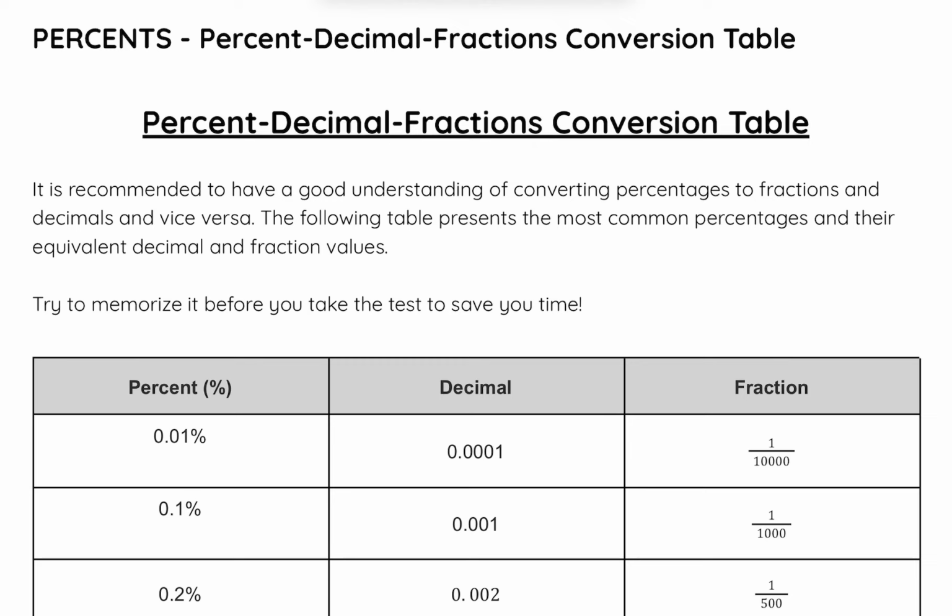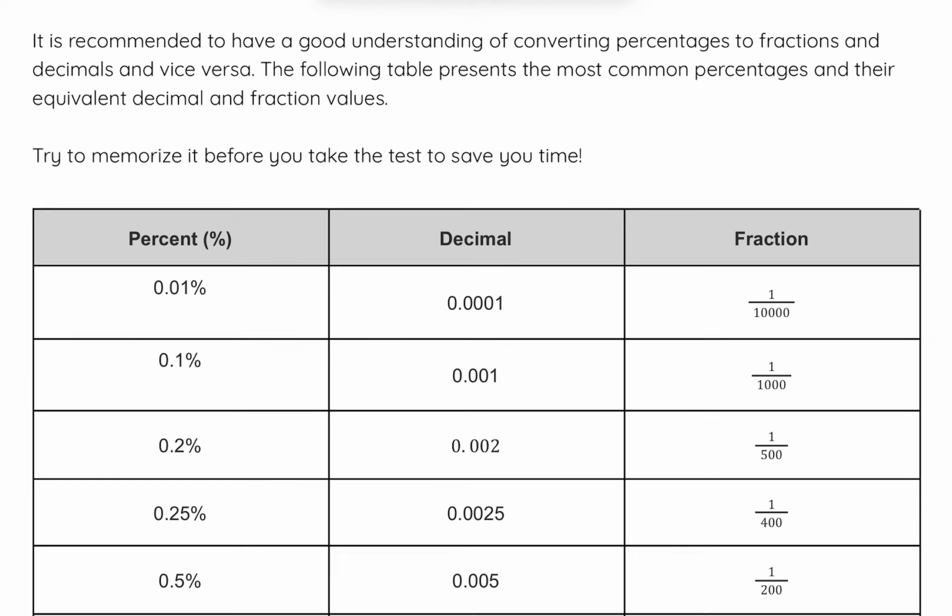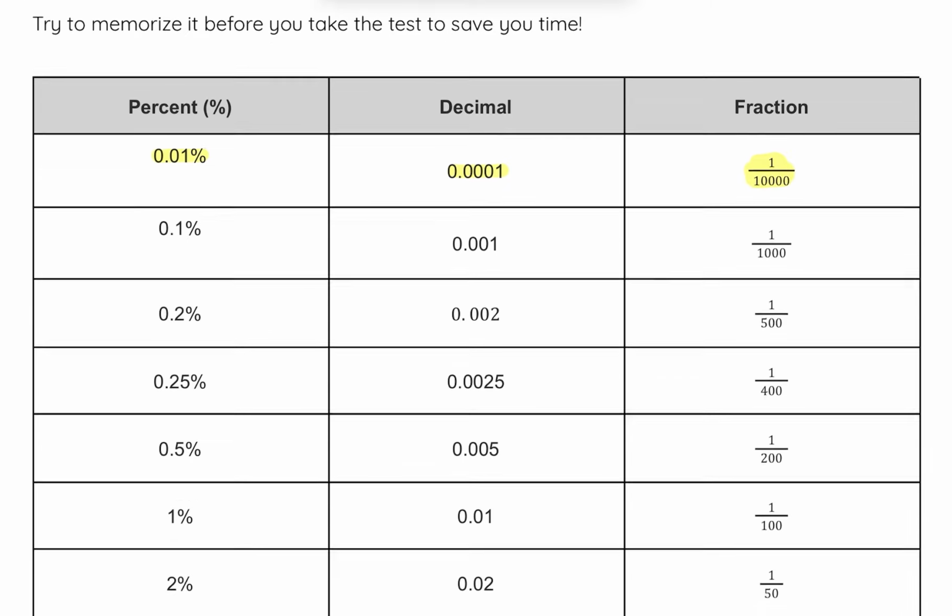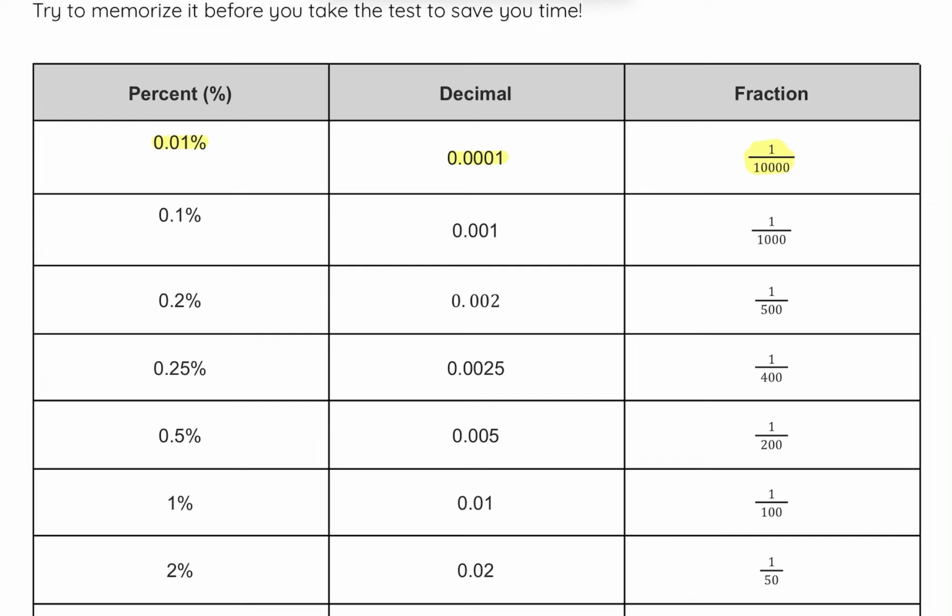So how the table works is each row on the table presents a percentage as well as its equivalent decimal and fraction value. So for instance, looking at the first line, we have 0.01%. That percentage is equivalent to the decimal 0.0001, and it's also equivalent to the fraction 1 over 10,000.